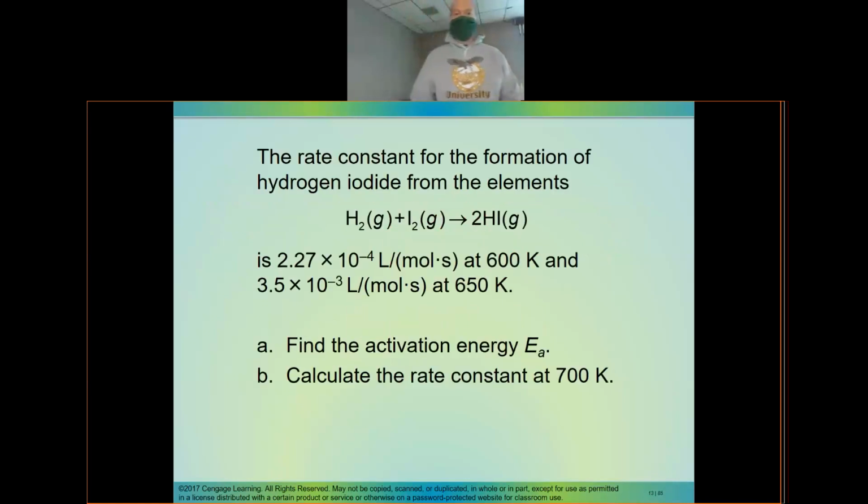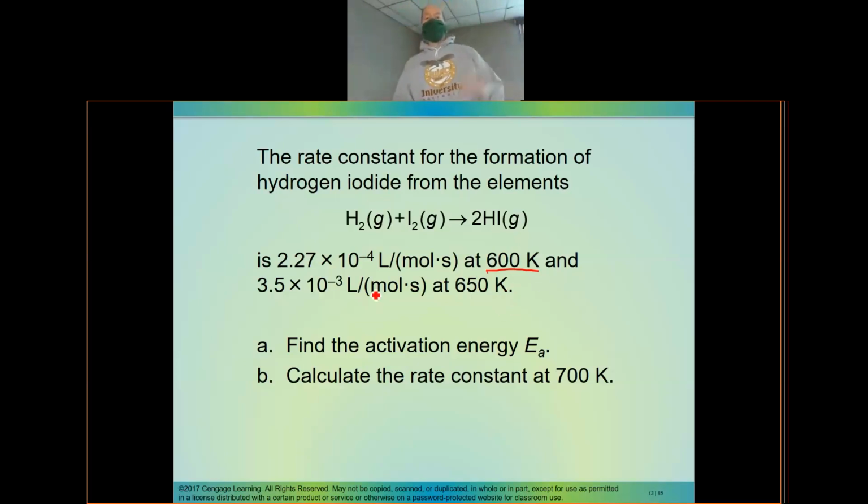All right, so here is an example. The rate constant for the formation of hydrogen iodide from its elements is 2.27 times 10 to the minus 4 at 600 Kelvin. All right, they put it in Kelvin for you already. Most of your problems, it's going to be in Celsius, and you have to convert it to Kelvin. Do not forget that step.